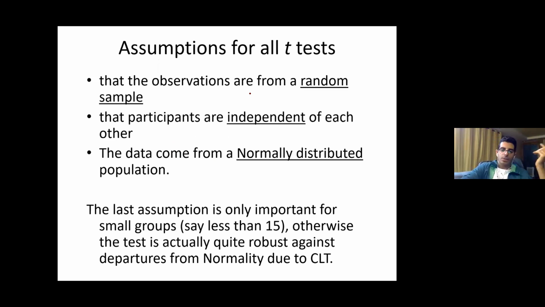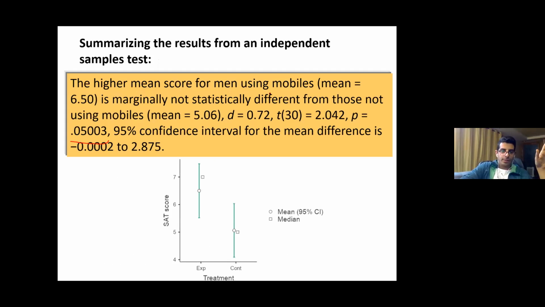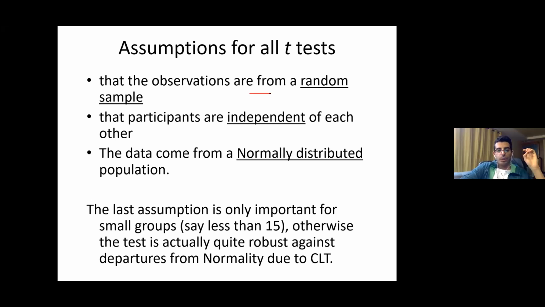And now what are the assumptions? I skipped over this slide. The assumption for all t-tests is that the observations are random from a random sample, and that participants are independent of each other. This is obviously how it has to be. What they mean by this is not the independent samples t-test. What they mean is that participant 1 is different from participant 2, different from participants 3 and 4 within the same group. You get it?